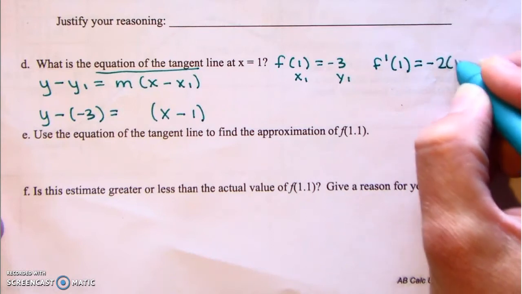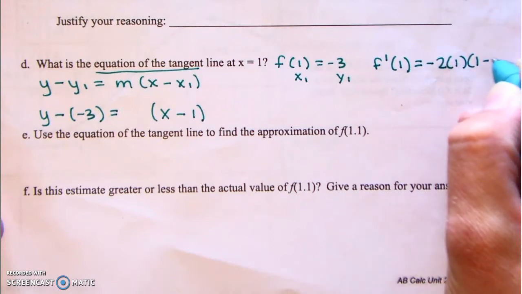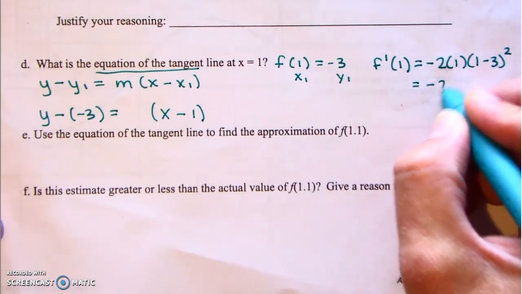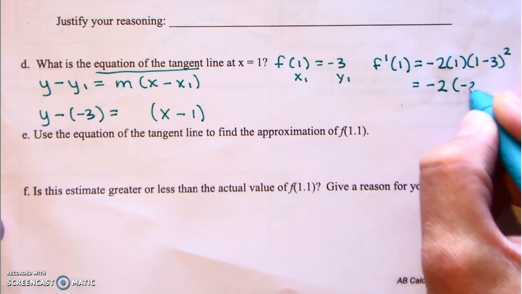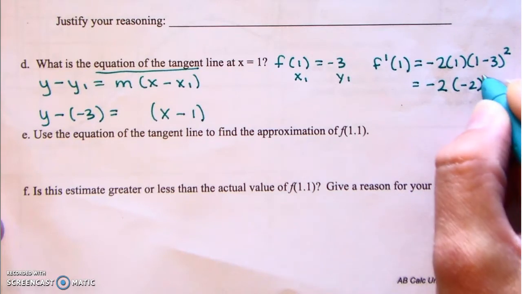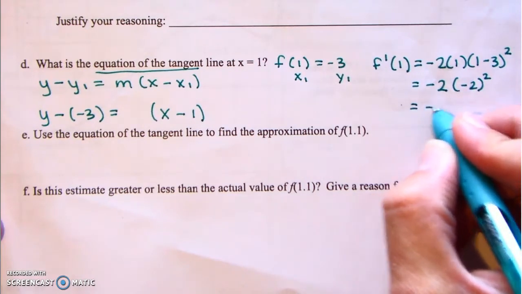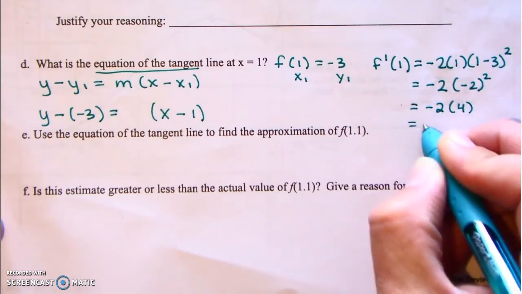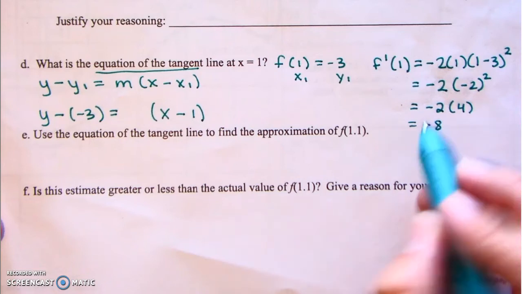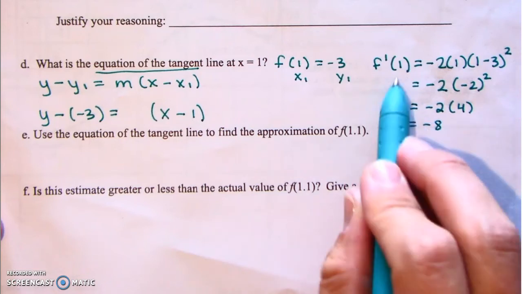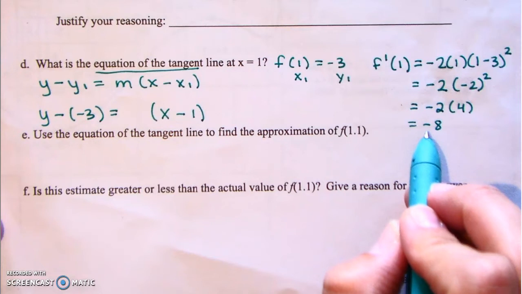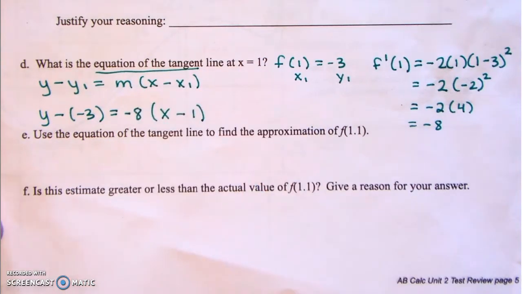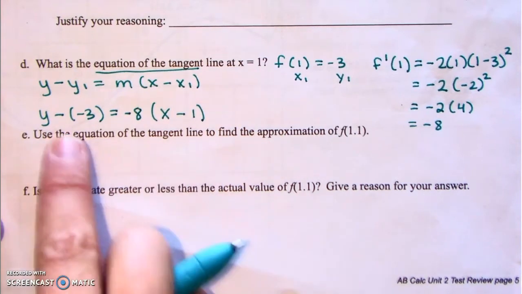Negative 2 times 1 times x minus 3 squared. Negative 2 times 1 is negative 2. 1 minus 3 is negative 2, and negative 2 squared is positive 4. So we have negative 2 times 4, which is negative 8. And since that's the derivative, when you plug in 1, negative 8, then negative 8 is the slope of the tangent line. Slope of the tangent line is the derivative. So there we go. You don't have to solve for y.